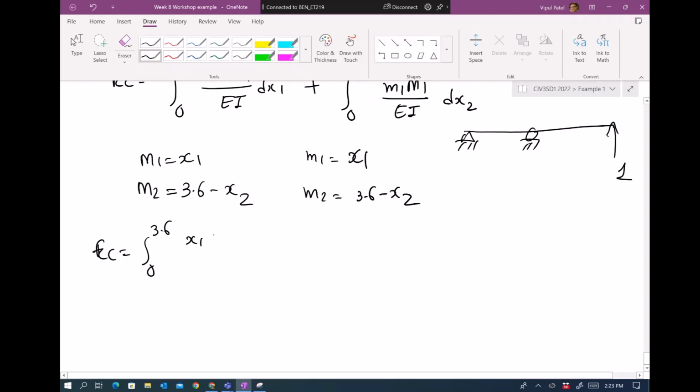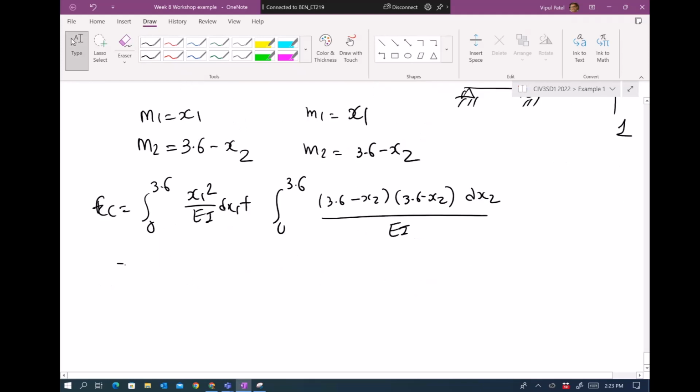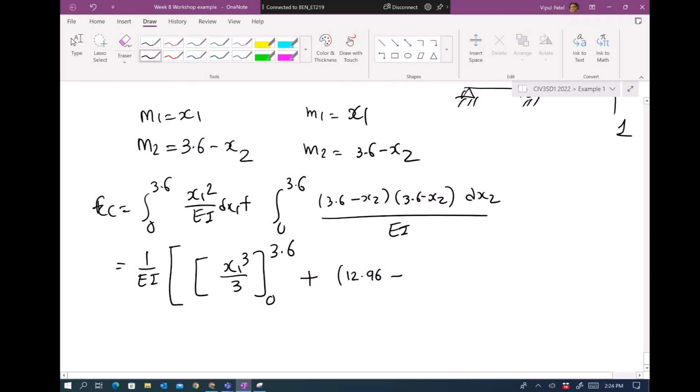Let's say FCC is equal to the integral from 0 to 3.6 of x1 times x1, x1 squared over EI dx1, plus the integral from 0 to 3.6 of 3.6 minus x2 times 3.6 minus x2, dx2 over EI. So 1 over EI, x1 cubed over 3, from 0 to 3.6. Now this will be 3.6 squared, 12.96, then 7.2 x2 plus x2 squared dx2.